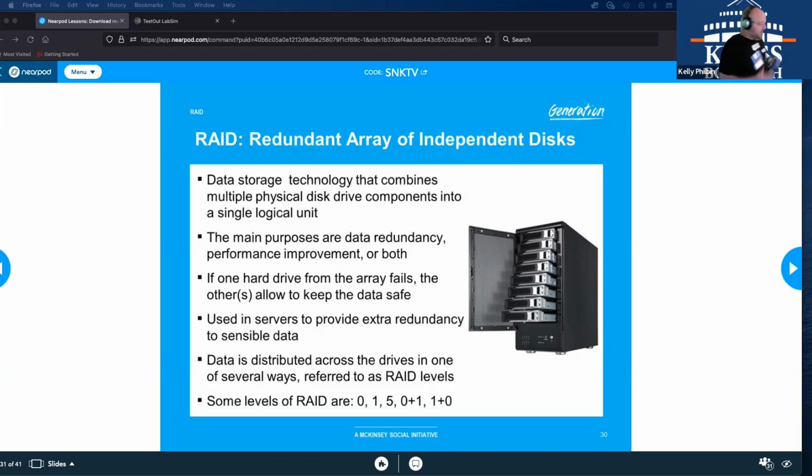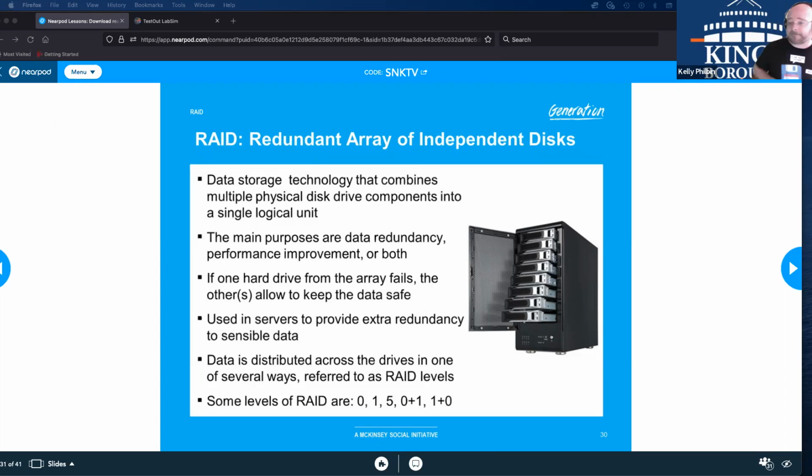So the RAID array levels that we need to be aware of are 0, 1, 5. Those 3. And then the last 2 are basically the same one, but just how they're set up slightly changes. So you have 0+1 or 1+0, which is basically a combination of the first 2 types, but the way that it's originally set up tells you whether it's a 1+0 or 0+1. But essentially they operate the same.